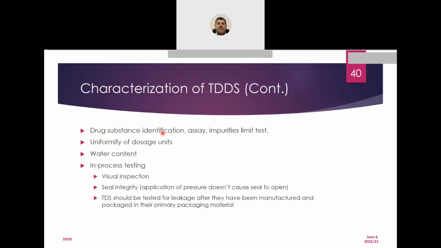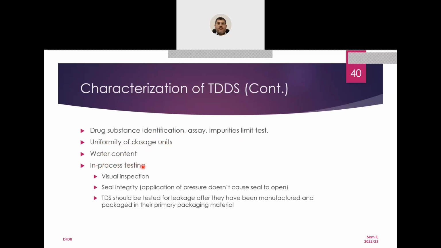Also, there will be other tests like drug substance identification assay, and an impurities limit test, where we check that impurities of the drug substance didn't increase over a certain limit. We can also require the uniformity of dosage unit when it comes to content, and water content.